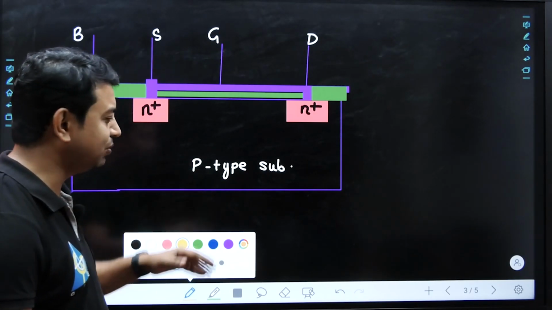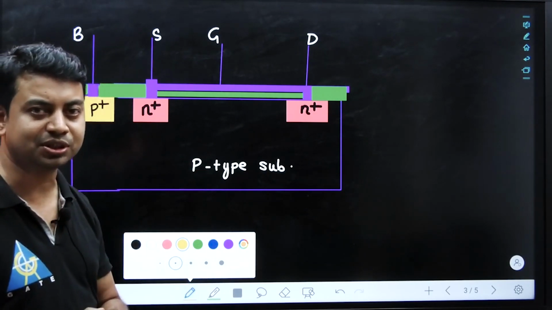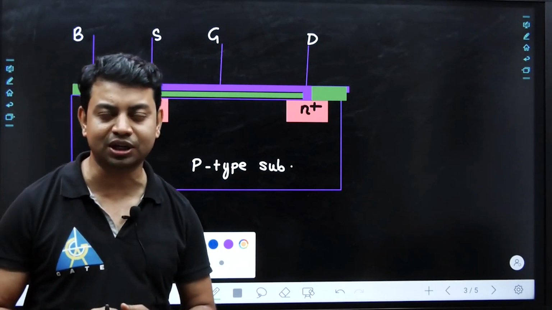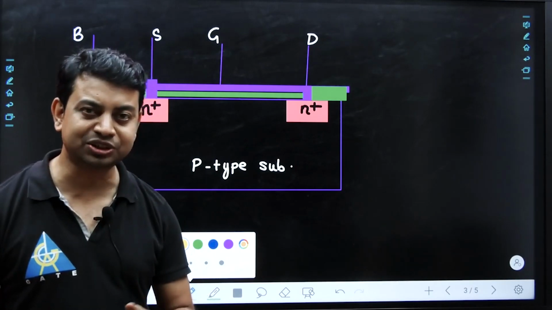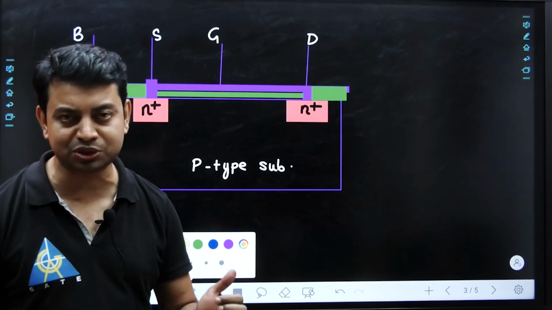So overall, this will be the final structure of the semiconductor. I think you got a proper analysis of all the things that I told you today. In the next session, we will take some questions based on this.